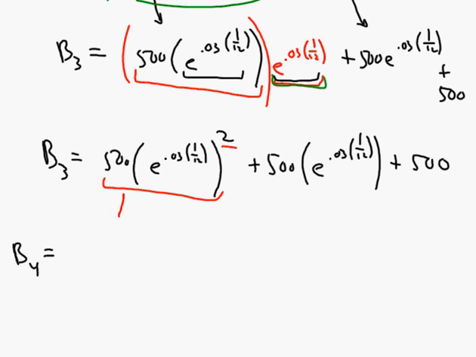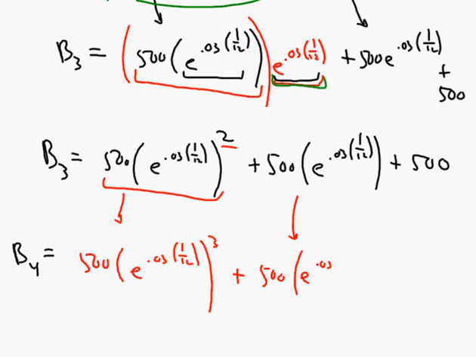So this thing will turn into 500 times e to the 0.03 times 1/12 to the third. And then that next term will be 500 times e to the 0.03 times 1/12 squared. This money will turn into 500 times e to the 0.03 times 1/12. And then lastly, I've promised to deposit another $500.